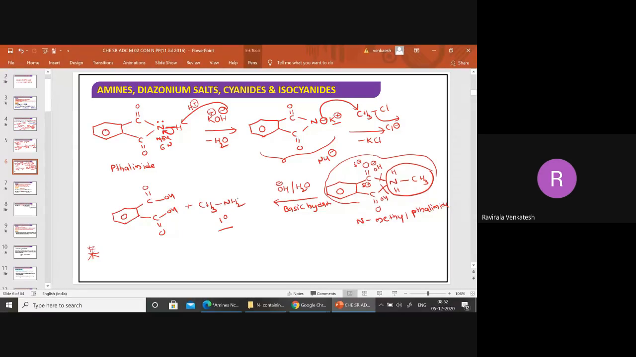Now, here is one important question they ask in examination. First, we can prepare only primary amine. Now, one more thing: you can't even prepare aniline. It is also a primary amine, but it is aniline, and you can't prepare even aniline. So one exception: aromatic primary amines cannot be produced.